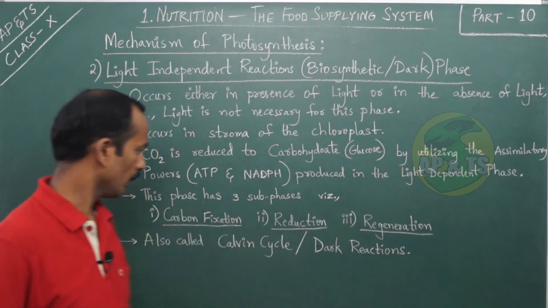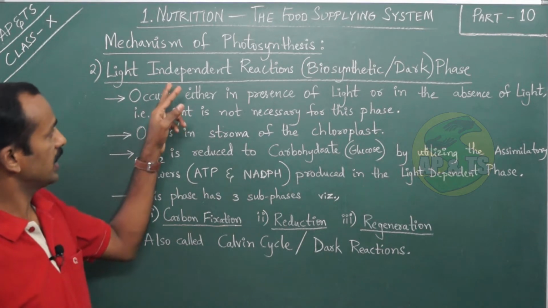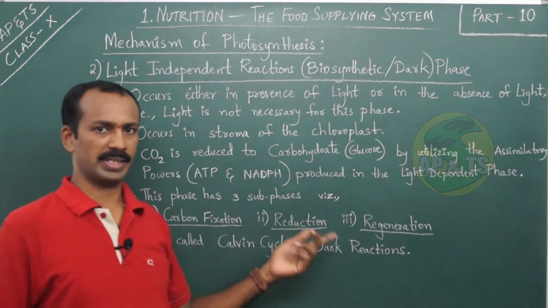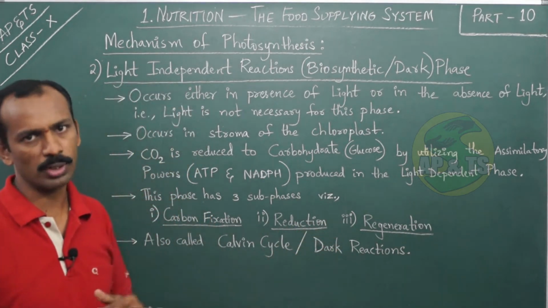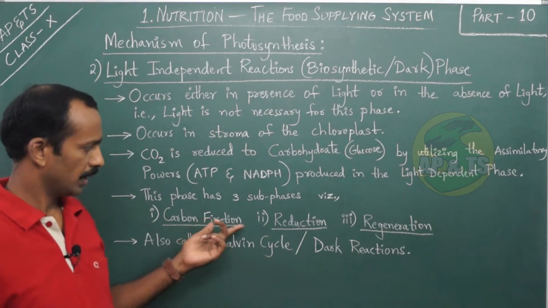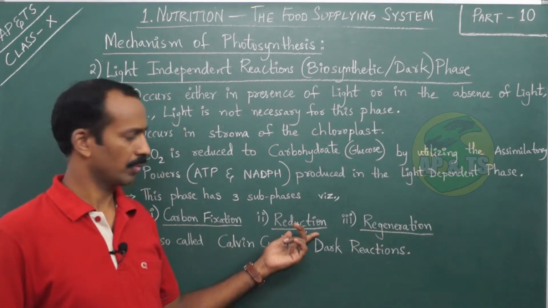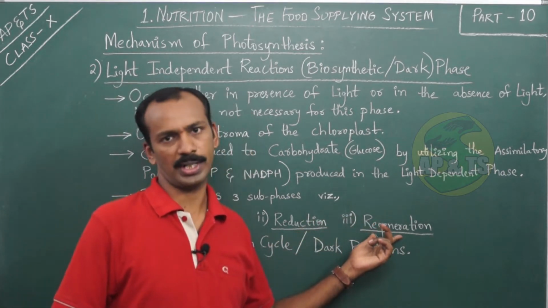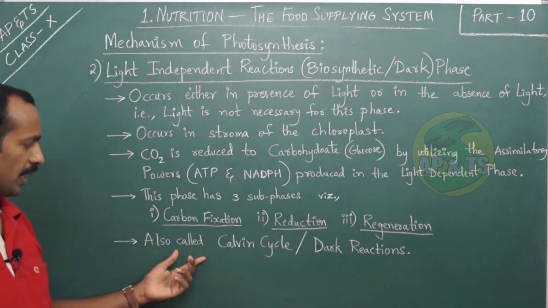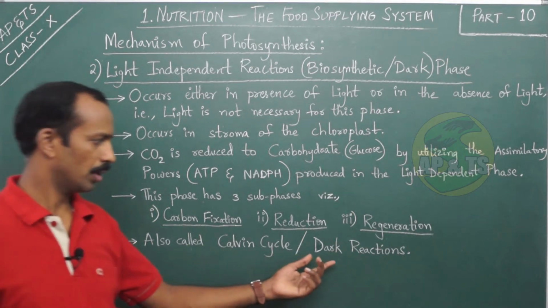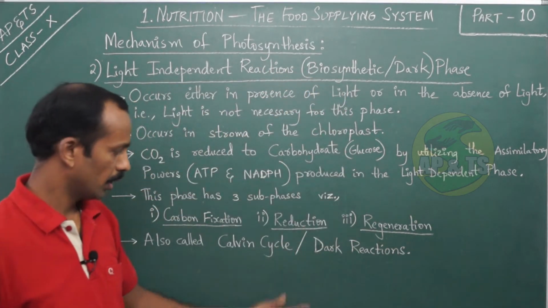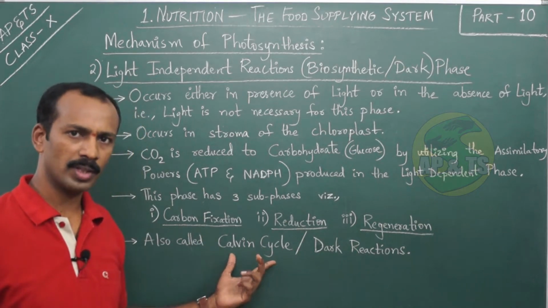Okay children? Next, this phase, that is the light independent reactions, this has three subphases. Okay, three subphases are there. What are they? First one, carbon fixation. The next one is reduction. And the third one is regeneration. And this stage is also called as Kelvin cycle or dark reactions. Already we have seen dark reaction. But why we call this Kelvin cycle, that you will come to know.